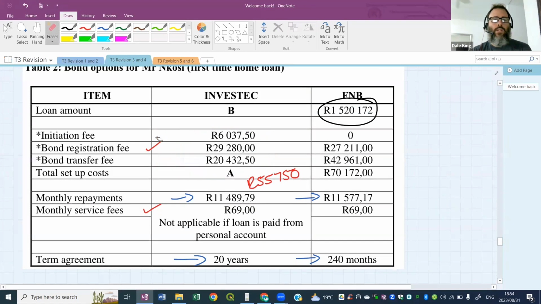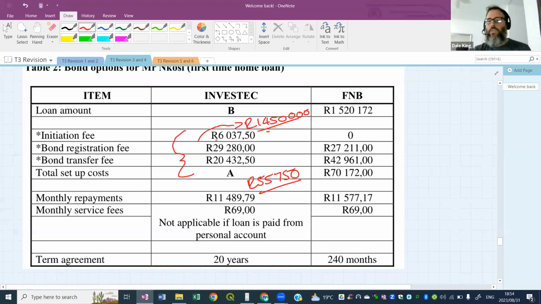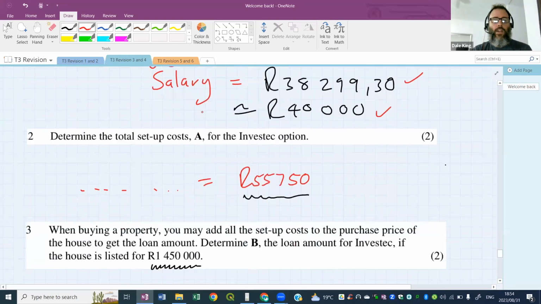Let me just rub out some stuff because it's looking all distracting. Otherwise, you're going to be seeing all kinds of funny things. So there's the total setup costs. This is the purchase price of the house, 1,450,000, 1.45 million. They say you can add the setup costs to the loan amount when you go for this loan. So what's the loan amount? What do we do? You add the two.